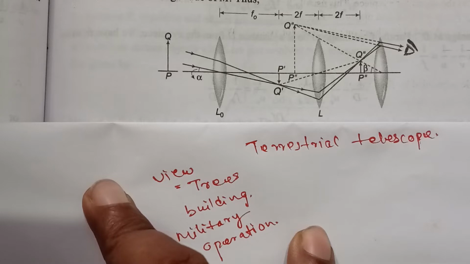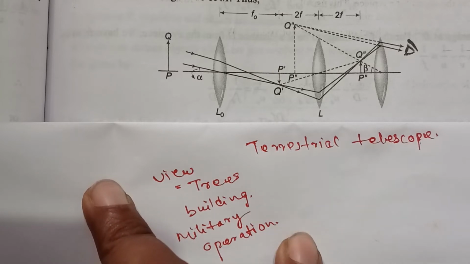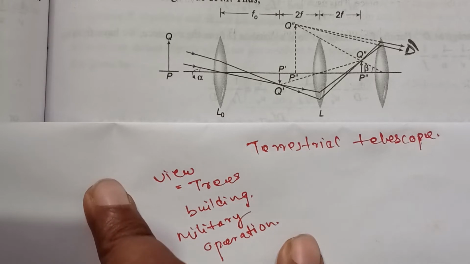But the terrestrial telescope is used to view trees, buildings, and buses running on the road, and it is used for military operations. Military men or army personnel use it to view their enemy's position.